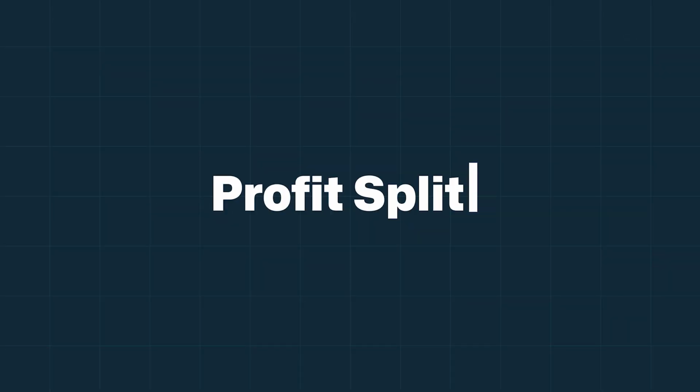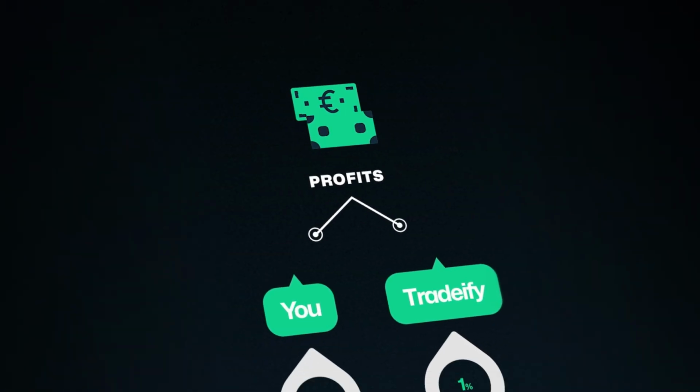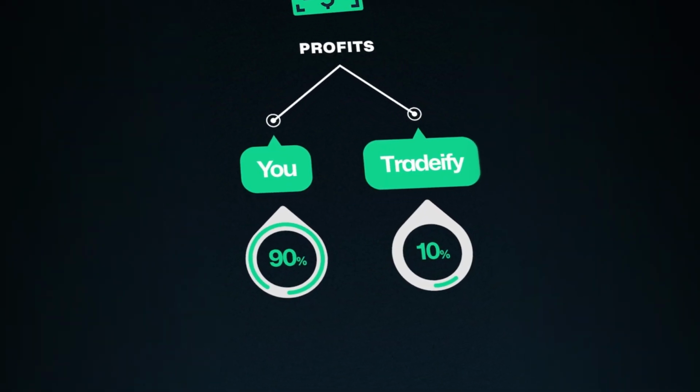Hedging can also be used to manipulate account metrics and game Tradify's challenge system. Real trading requires making directional decisions and living with them. Hedging is like training wheels Tradify doesn't want you to rely on. Let's talk about the profit split. How we divide the money you make. At Tradify, it's 90% to you, 10% to us. Think of us as business partners. You do the work, we provide the tools and the capital.